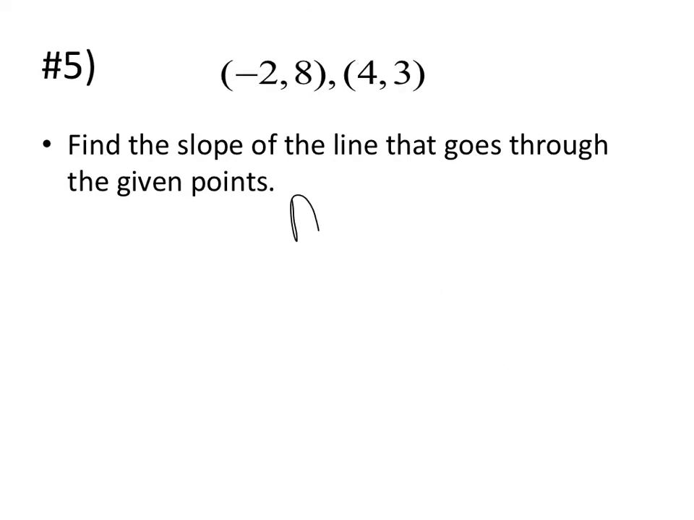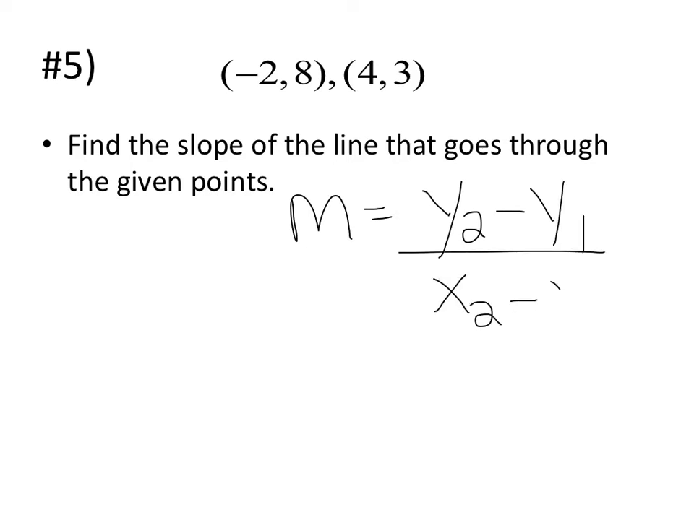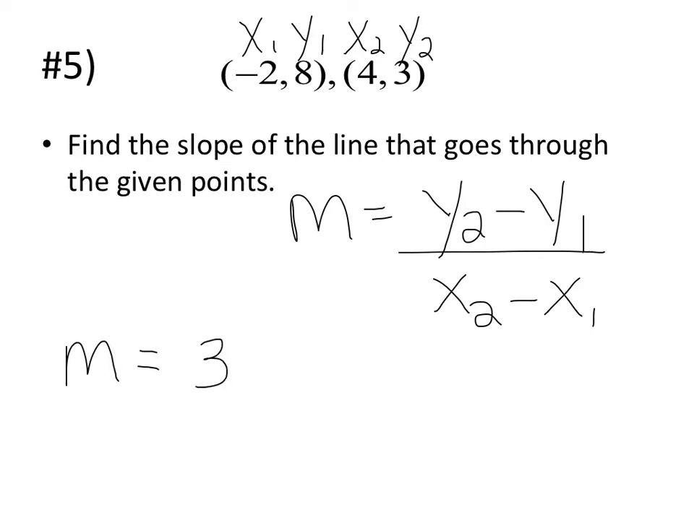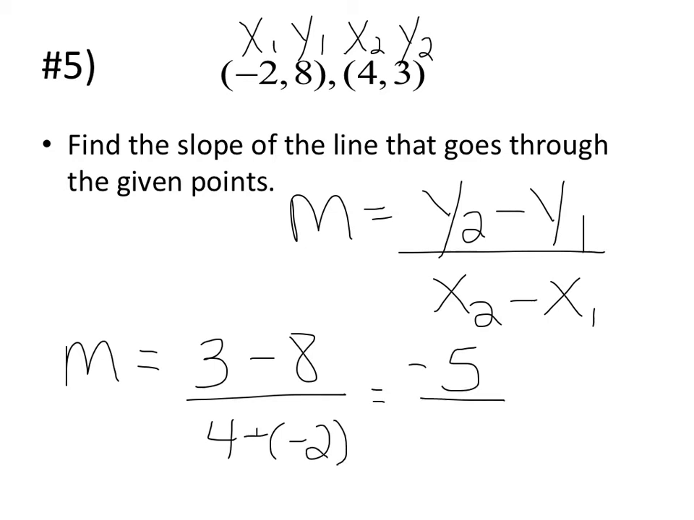Okay. M is equal to y2 minus y1 over x2 minus x1. So you have x1, y1, x2, y2. M is equal to 3 minus 8 over 4 minus negative 2. Be careful on that. So you have negative 5 over, add a line, change the sign, over 6. So your slope is negative 5/6.